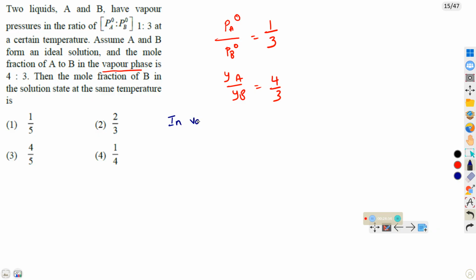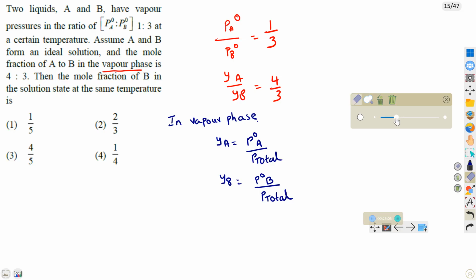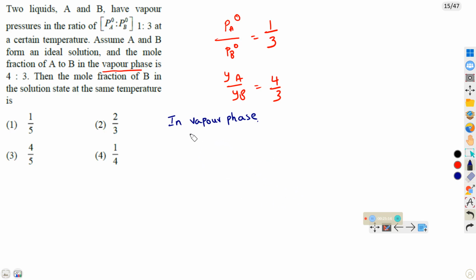In vapor phase, the relation between partial pressure and mole fraction is YA is equal to PA by P total. YB is equal to mole fraction of B, equal to PB by P total. This is taken as equation 1. This is taken as equation 2.